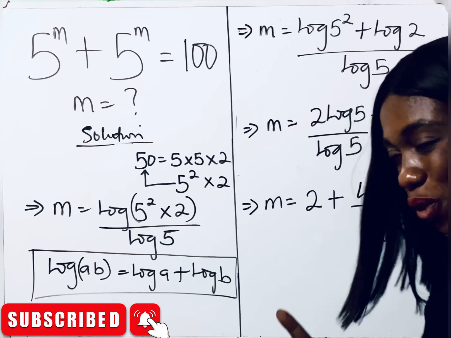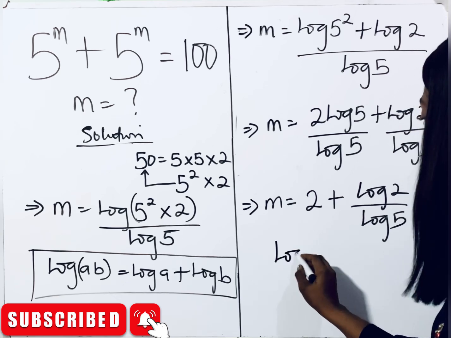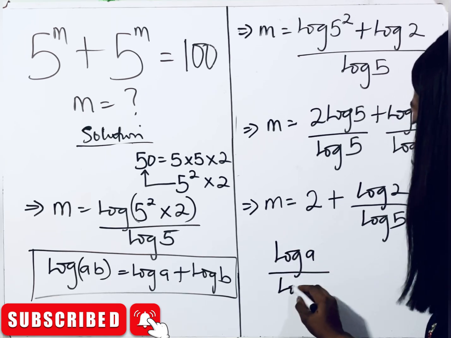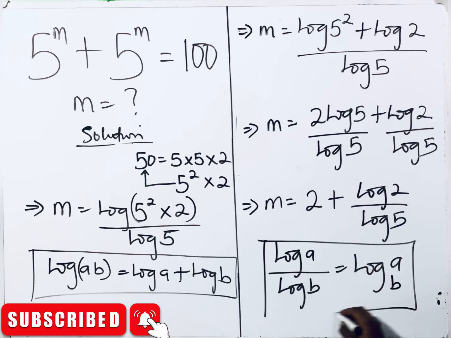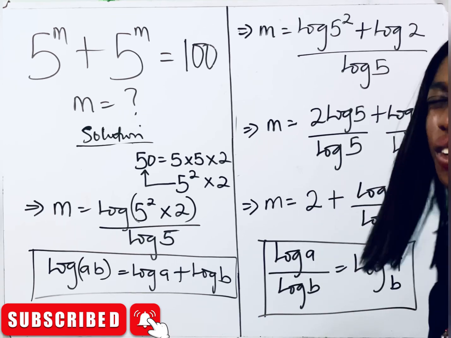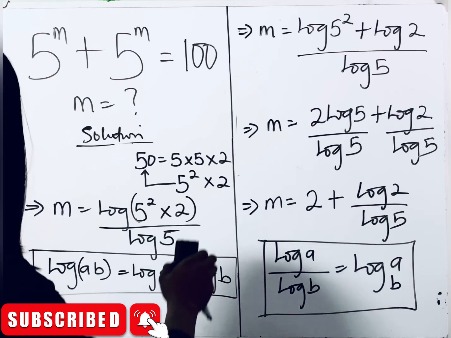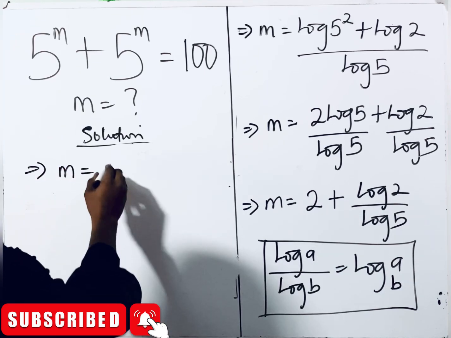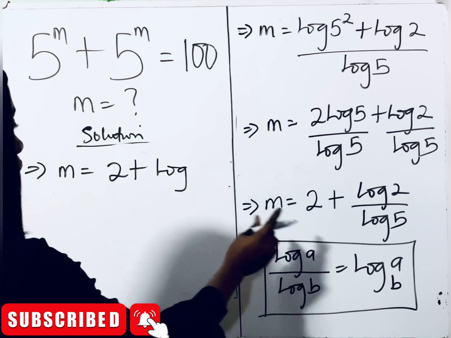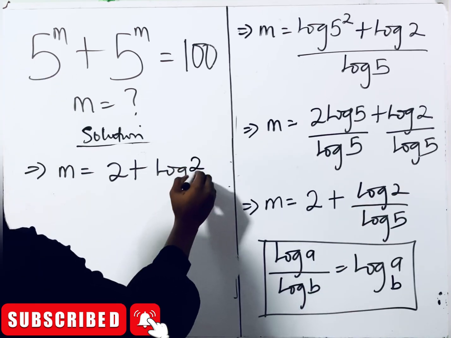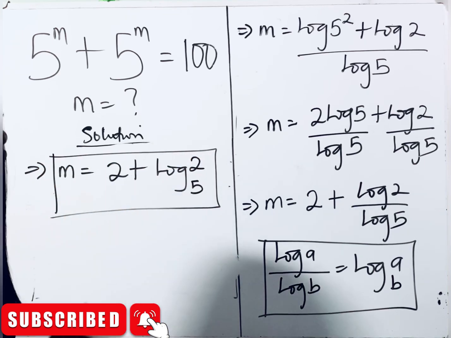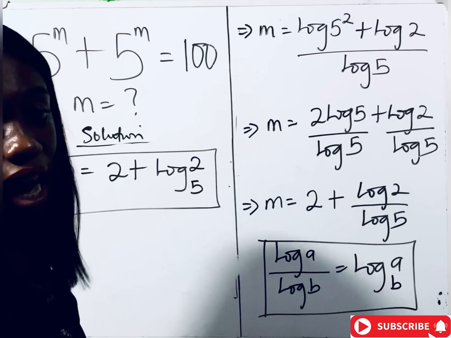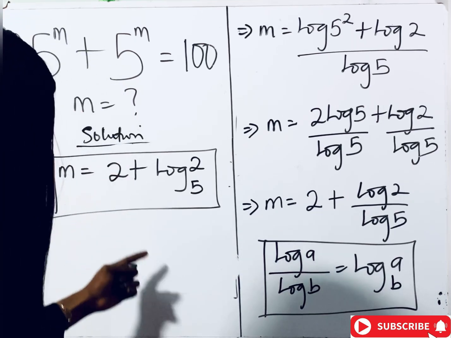Now remember also, very important, that if I have log of a over log of b, it is log of a, then base b. We call it the change of base rule. So let's apply this to make it look beautiful. And to do that, we're going to have m is giving us 2 plus log of 2 base 5. You observe that this is the lowest form because the numbers we have here are all prime numbers. So we have been able to simplify.